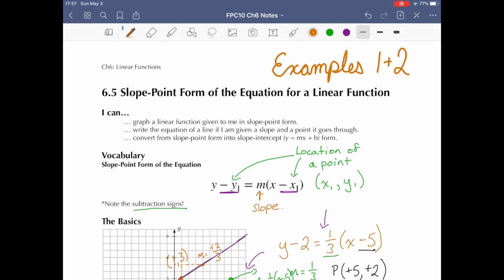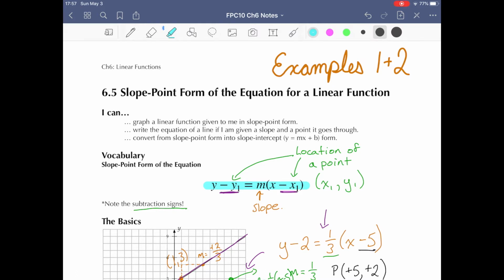Hello, this is Mr. Stein, and in this video we're going to look at examples number 1 and 2 for section 6.5, slope point form of an equation. You need to remember that slope point form looks like this: y minus y1 equals m times x minus x1, where y1 and x1 give us the location of the points. So by the time we're done this, you should be able to graph a linear function given in point slope form, or slope point form.